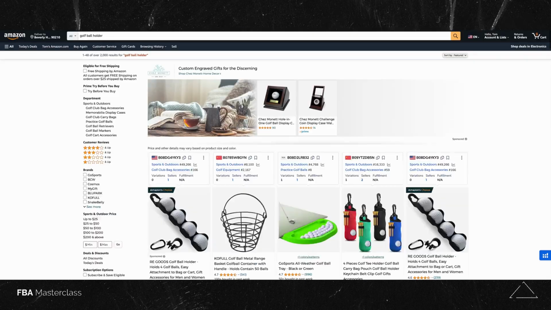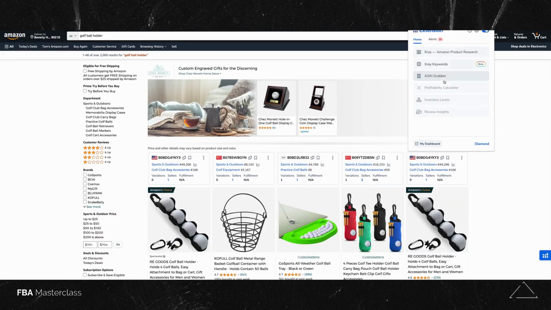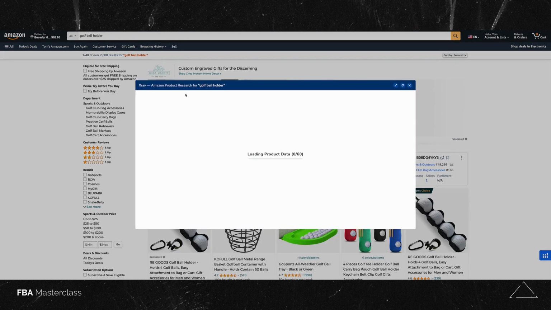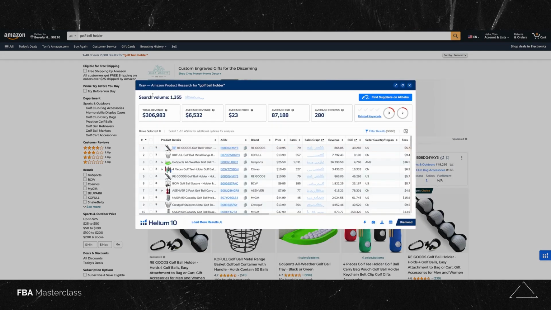So if we were to click on Helium 10 again and click on X-ray, just to take a look at the data on page 1 here, we can see that there's not a lot of people. So this is a perfect example of a product that doesn't have a lot of demand. Now, mind you, I might not be using the right keyword. There's multiple ways to actually find this word. Maybe someone types in ball holder or golf holder or something like that, and those keywords might be the main keyword.